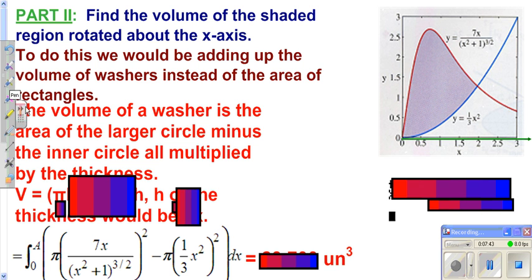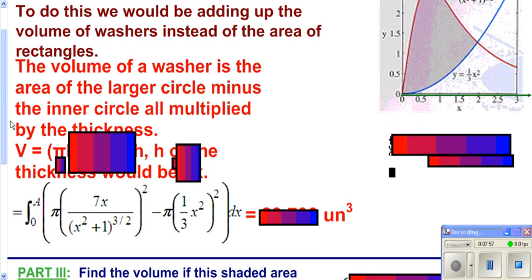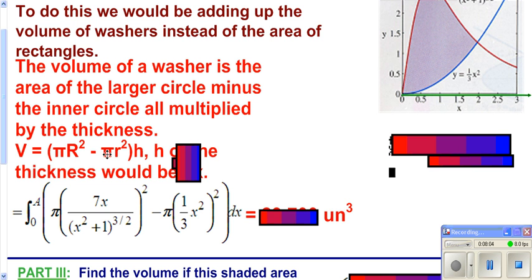And to find the area of a washer, you do the area of the big circle minus the inner circle. And it'd be a bunch of these washers added together. Well, when you add a bunch of things together like that, that's just your repeated sum. So you're doing your integral. So once again, the volume of a washer is the big circle minus the small one. And then you got to have your h. Your h, or your thickness, is your dx.